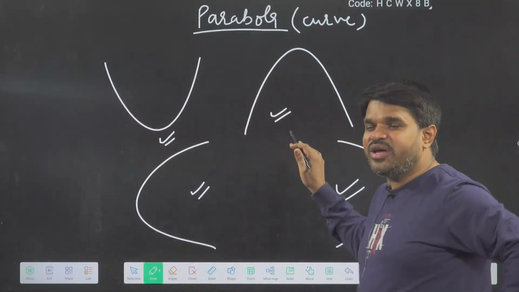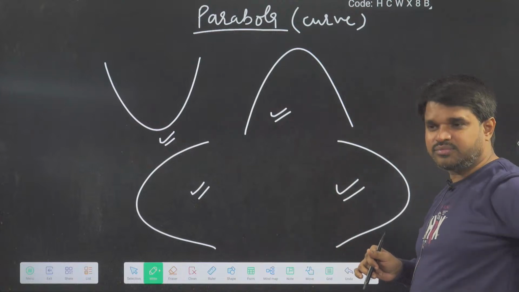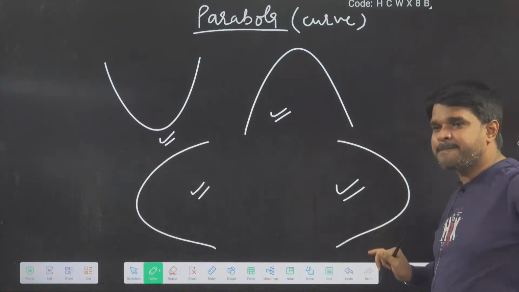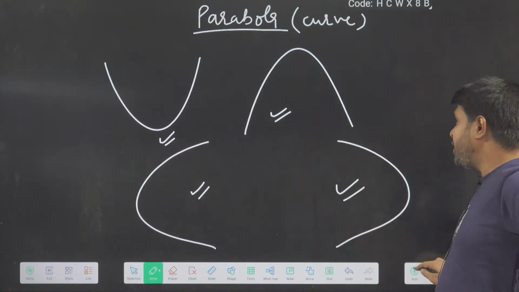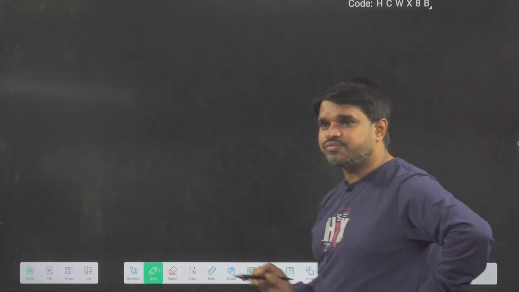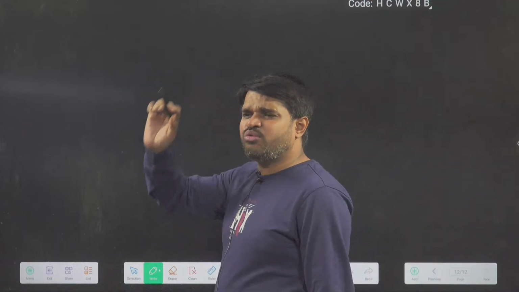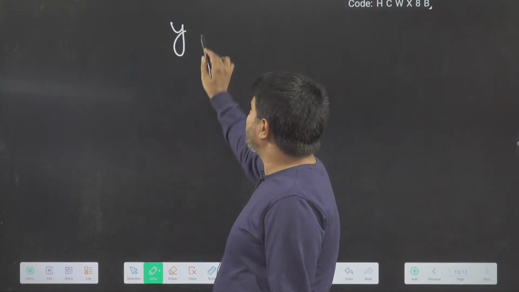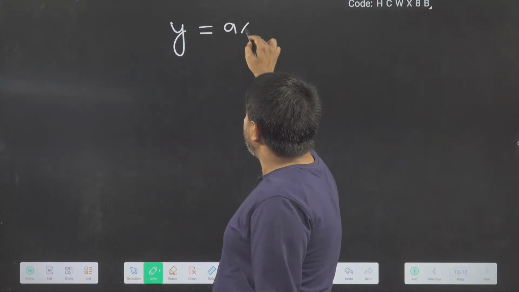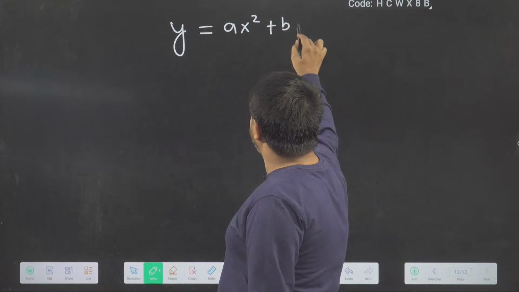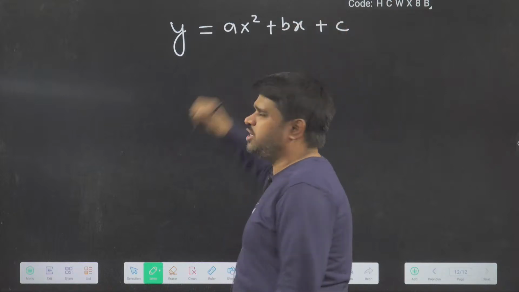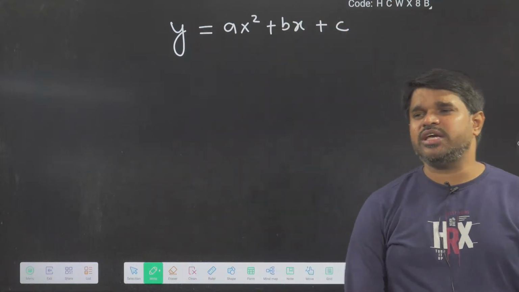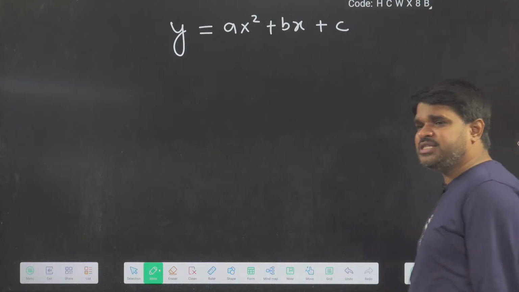Now is it clear up to here? Should I proceed? Done. Okay, now see, let me write one general equation. Suppose I write y equals ax square plus bx plus c. Y equals ax square plus bx plus c.